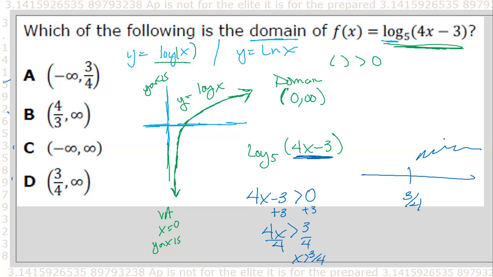Hopefully you saw that all the numbers to the right of 3/4, all the way to the right, is infinity. So our domain has to be from 3/4 all the way to infinity. So 3/4 to infinity should be our solution. That means we can pick any number we want as long as it's in that interval, and we can evaluate it.